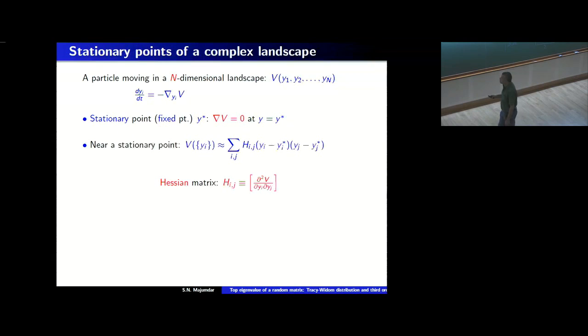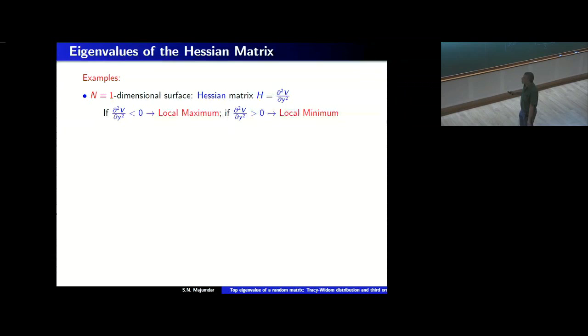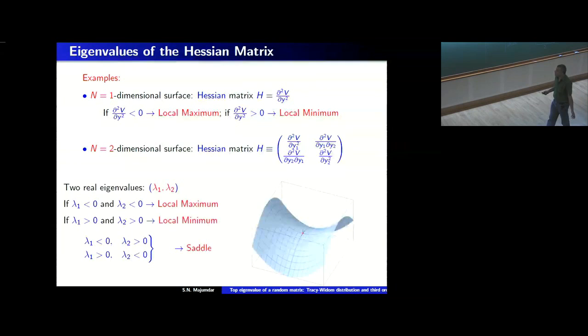And if you expand your potential around the stationary point, up to the quadratic term, there's a Hessian matrix here. This Hessian matrix is a real matrix, and the eigenvalues of the Hessian matrix will decide whether the stationary point is a local minimum, a local maximum, or a saddle point. So for instance, if you have just n equal to one dimensional surface, it's just a number, the second derivative. If it's negative, you have a local maximum. If it's positive, you have a local minimum. Here, there is no saddle point. If you have n equal to two, it's a 2 by 2 matrix, two eigenvalues. If both are negative, you have a local maximum. If both are positive, you have a local minimum. And if one of them is positive and one is negative, you have a saddle point.